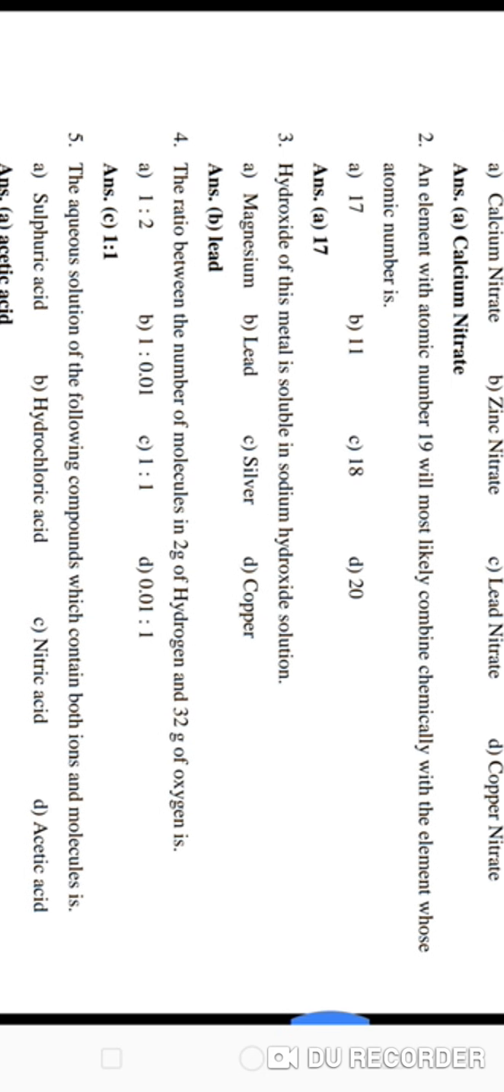Element with atomic number 19 is most likely to combine chemically with the element whose atomic number is 17, because 19 belongs to alkali metals and 17 belongs to halogens. Hydroxide of this metal is soluble in sodium hydroxide, that is lead.